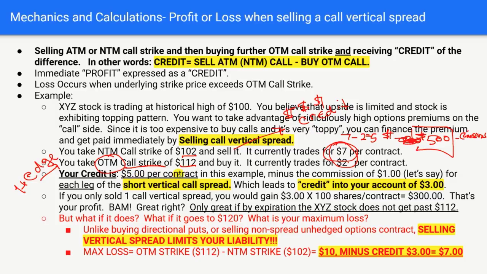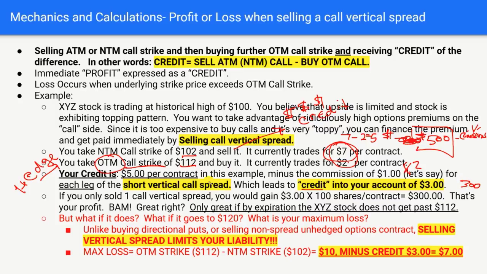Okay, so your credit is $5 per contract in this example, minus the commission of $1, let's say, for each leg. So that's going to be times 2, right? You've got the selling put side and then selling call side and then buying call side. I hope that makes sense. So the real net credit into your account isn't 500 because of these pesky commissions. The pesky commissions leave $300 in your account, just like I said here.